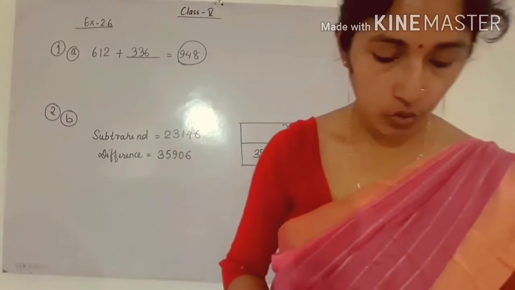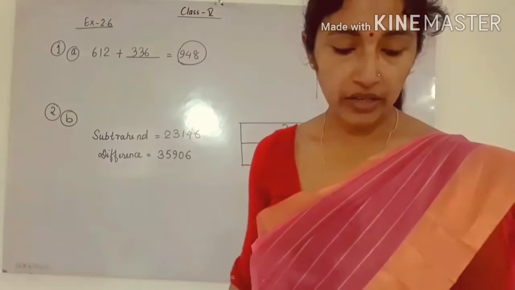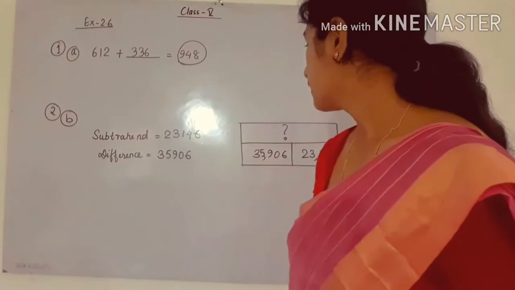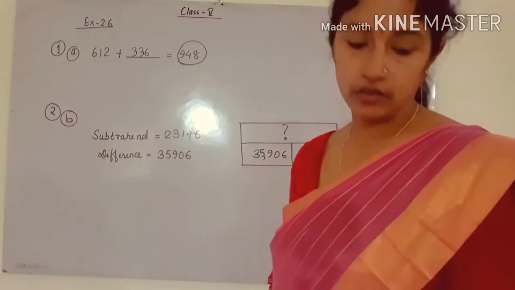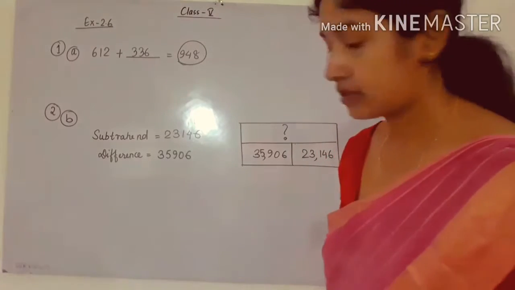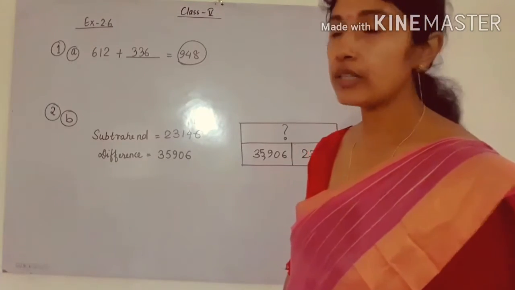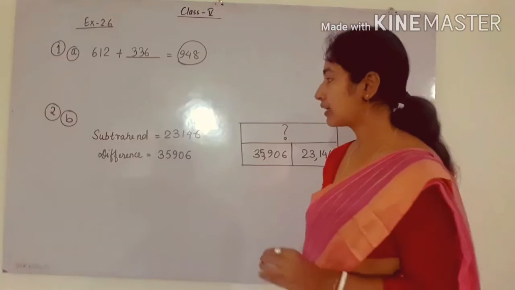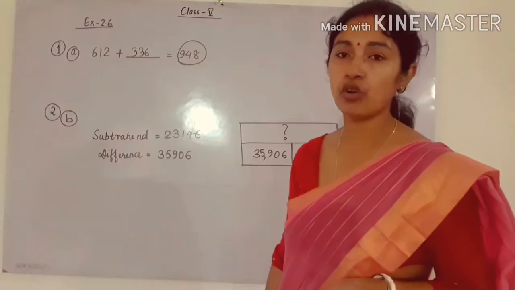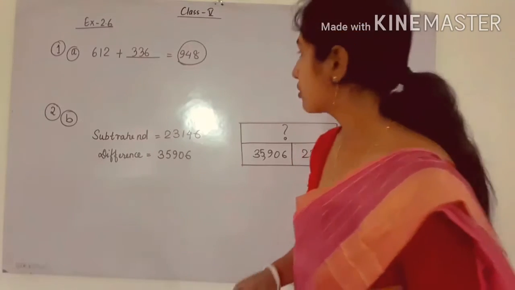So question number 2b: if you subtract 23,146 from a number, you are left with 35,906. Find the number. So what is given? See, we are subtracting a number from a number. That means the number we are subtracting from is not given. So according to the question, what is given?